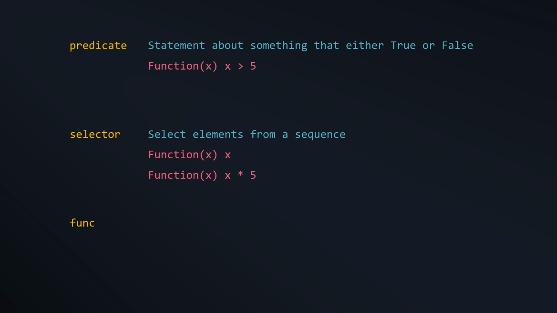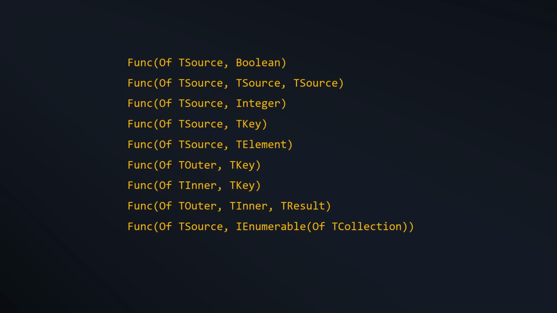The last name, func, is only used in the method aggregate. I will talk about it in detail in the aggregate method video. These are the used names for input parameters of type function. Let's now see the types.